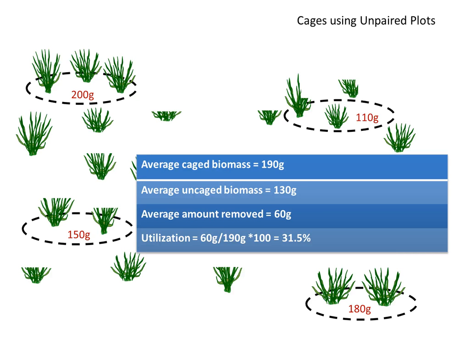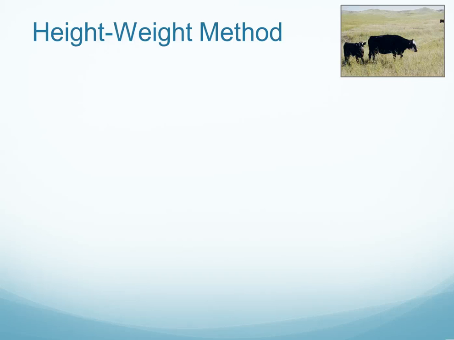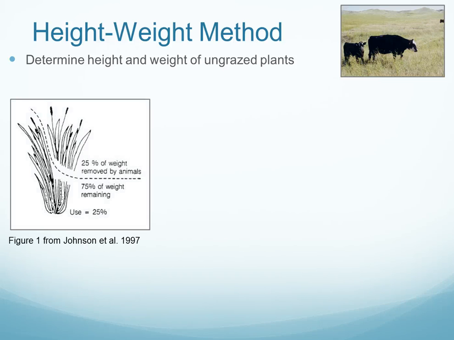And reduced samples means usually less time and money involved in the sampling, setting it up, as well as estimating. Now we're going to consider a couple of estimation methods. These estimation methods generally rely on knowledge of some sort of relationship between utilization and another variable or variables. With the height-weight method, we need to determine the height and weight of ungrazed plants.